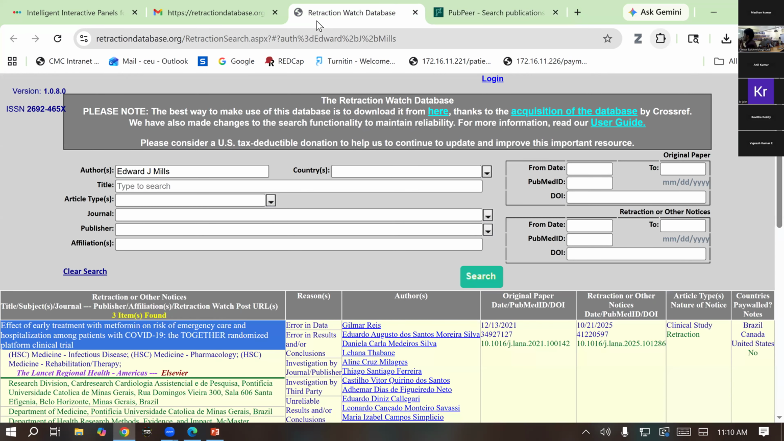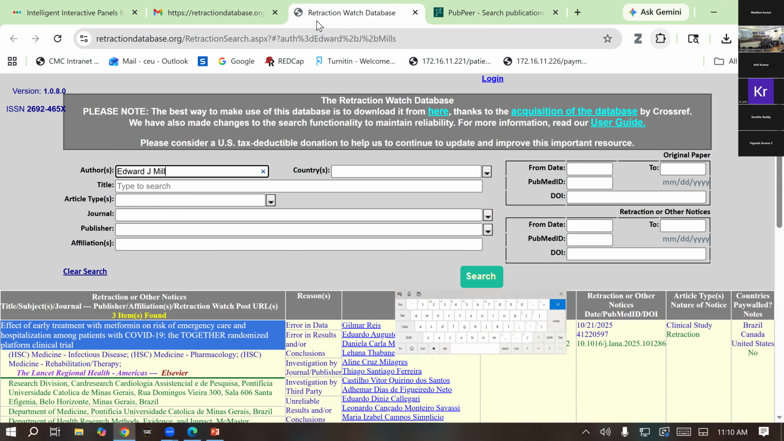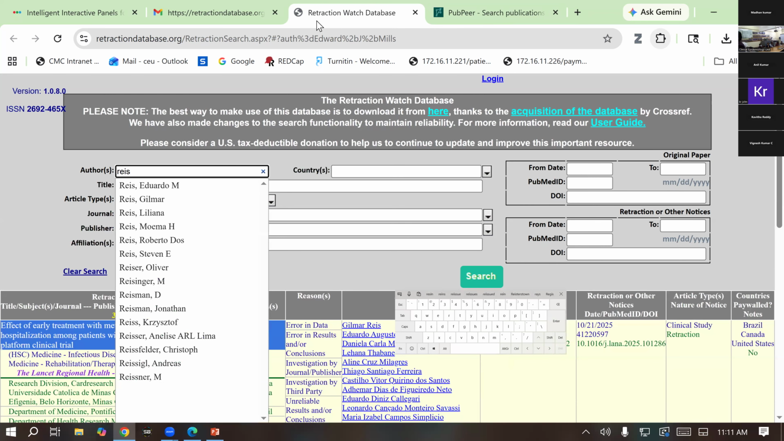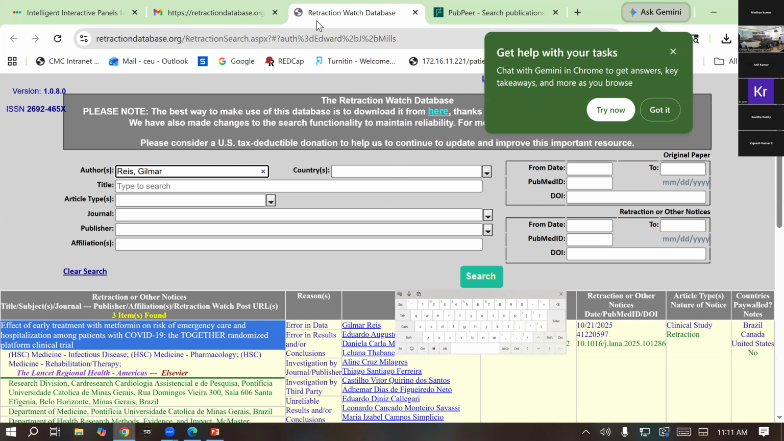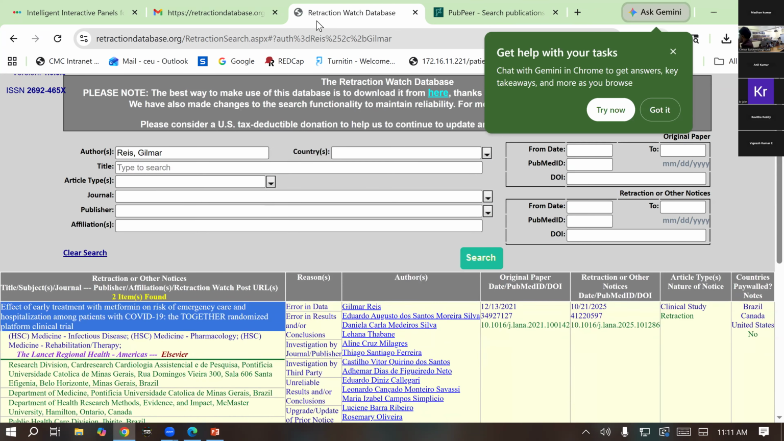So if you go to retractiondatabase.org, here we have an option to search for any article to assess the retraction status. We can search by either author, or the title of the study, or the article type, or the journal, or if we have the DOI, we can enter the DOI and search for the same. So here I'll try to enter the primary author of the study. And when we click search, the website does a search to find out if there are articles written by this author and if they were retracted or not.